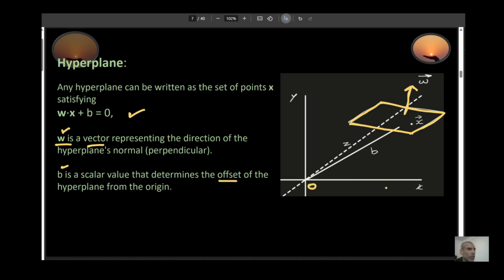Let's say this is my origin in a three-dimension case, so this is my x-axis, this is the y-axis, and this is your z-axis right here. So B would represent how far this hyperplane is from the origin.